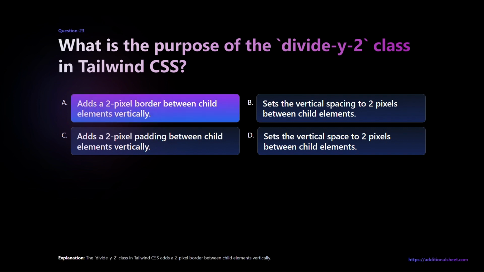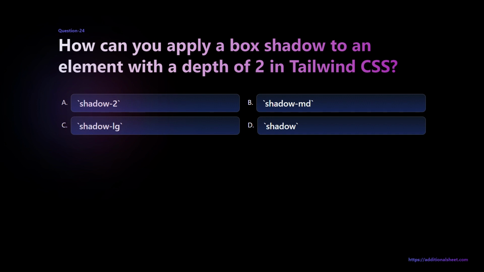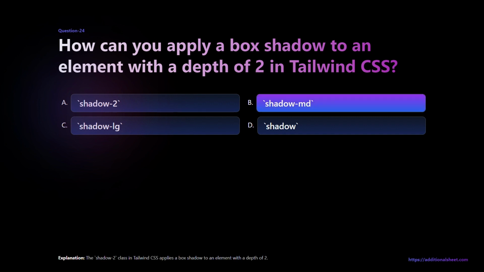The correct answer is option A, adds a 2-pixel border between child elements vertically. How can you apply a box shadow to an element with a depth of 2 in Tailwind CSS? Option A, shadow 2. Option B, shadow MD. Option C, shadow LG. Option D, shadow. The correct answer is option B, shadow MD.